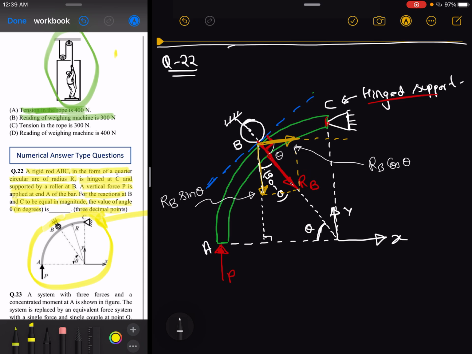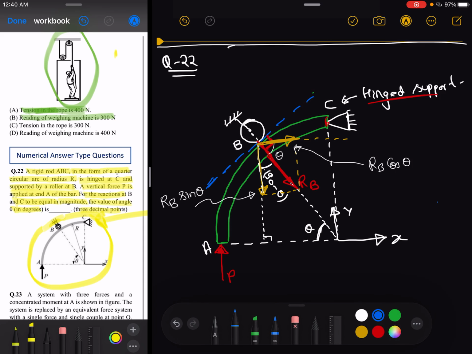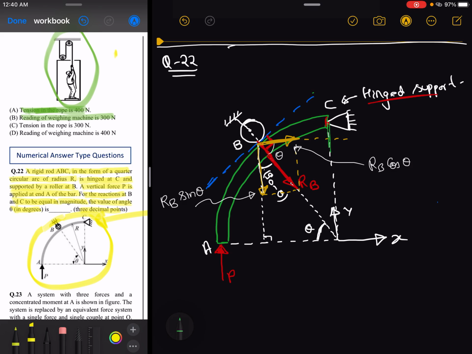So we have split the RB in the two components. Now we are going to talk about the reactions at point C. Clear? So let us assume the direction. You can assume any direction. Okay. So I am assuming that we are going to use a new color.